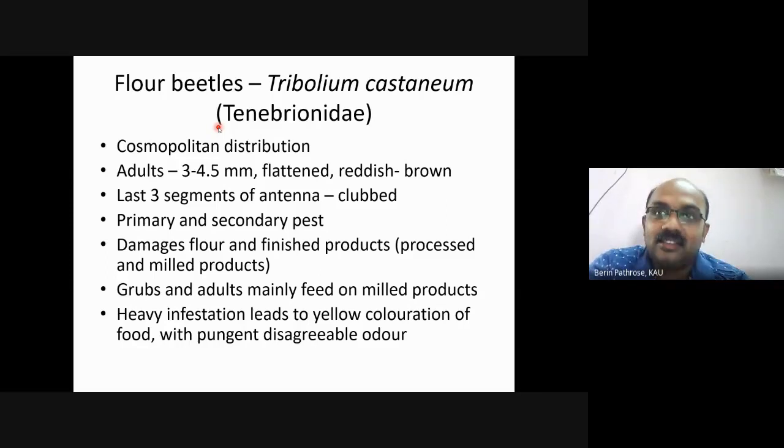And if it is in a sealed container, when you open the infested container, there will be a very bad smell coming out of that, a pungent disagreeable odor for Tribolium infestation. So flour beetles are found all over the world, 3 to 4.5 mm in size, reddish brown in color, and with clubbed antennae.